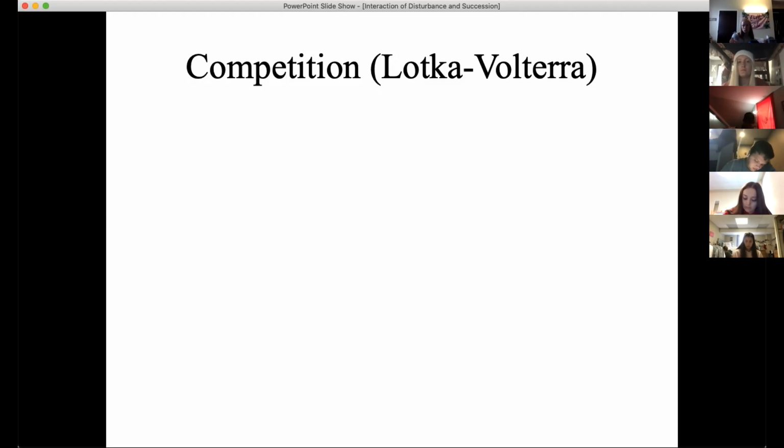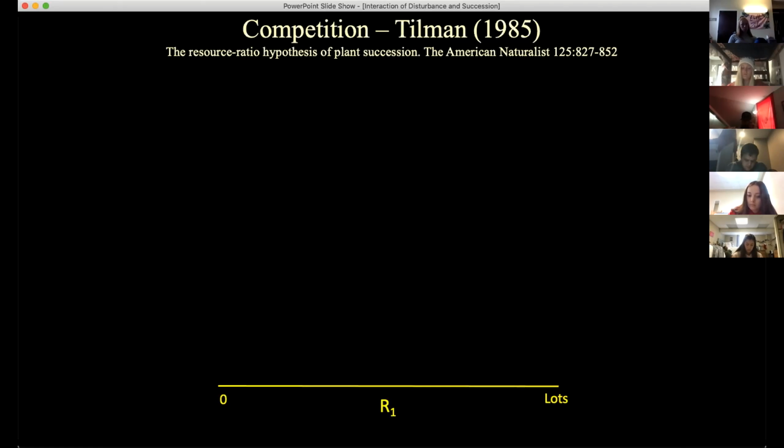So this way of thinking about competition was put forth by a guy named David Tillman at the University of Minnesota back in the late 70s and early 80s. And it basically thinks about competition from the standpoint of resources. So here we have resource 1, and I've colored it yellow simply because a lot of times I think of resource 1 as light when I think about plants. All plants need light to survive.